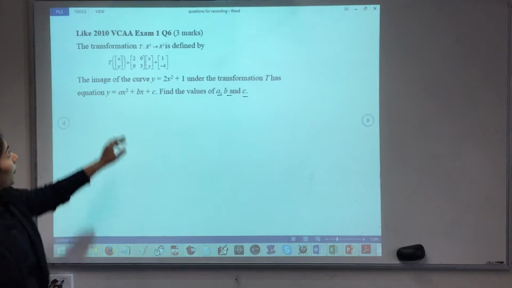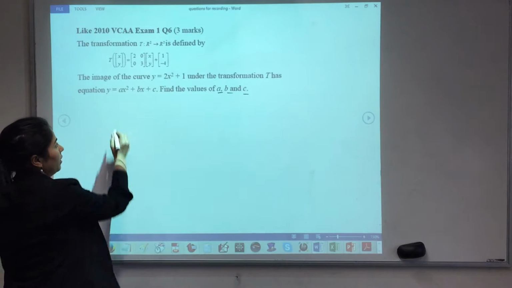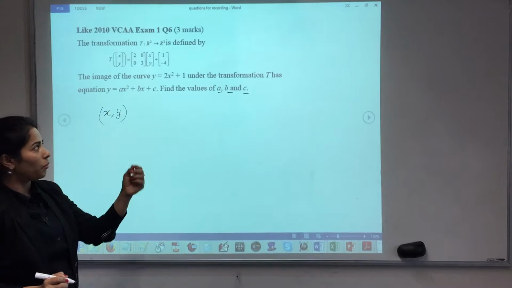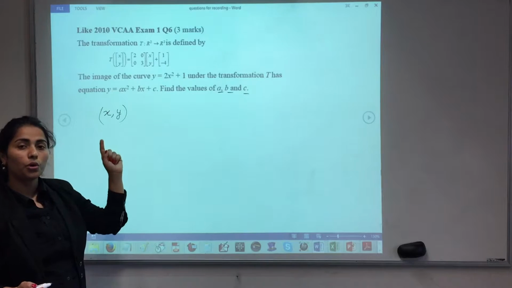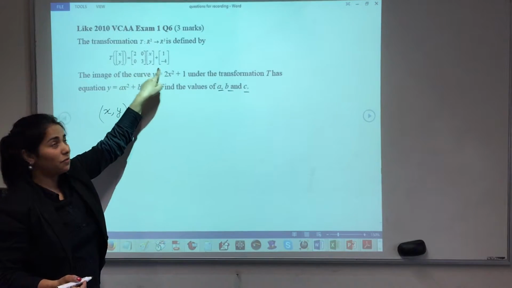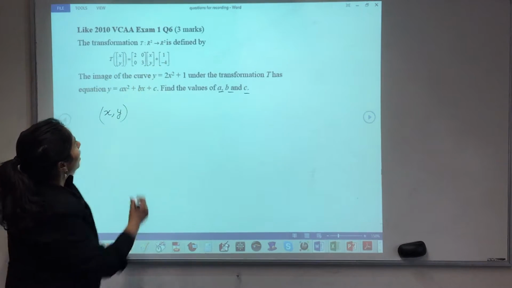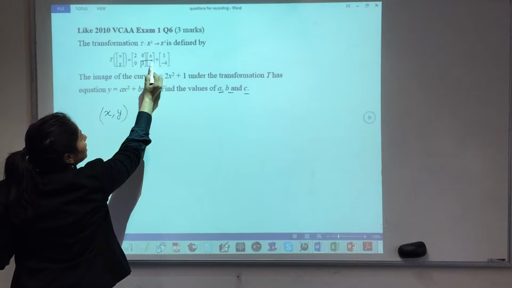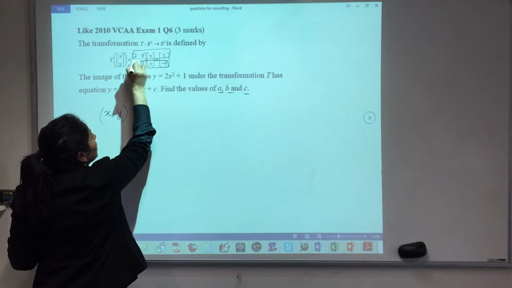Alright, so let's start. So that's a transformation. You know that this is your original graph. On this graph, if you have any point x, y, x, y is one point on the original function, on the original graph. This point is going to undergo the transformation. Here are the steps of transformation. So x becomes 2x plus 1 and y becomes 3y minus 4. So that's for y, and this is for x.